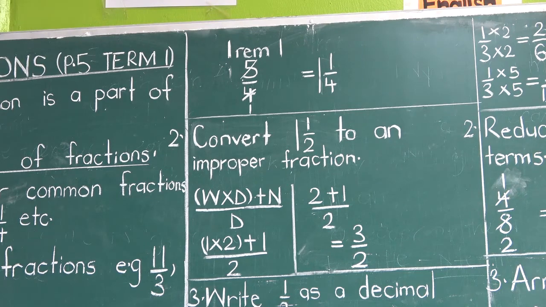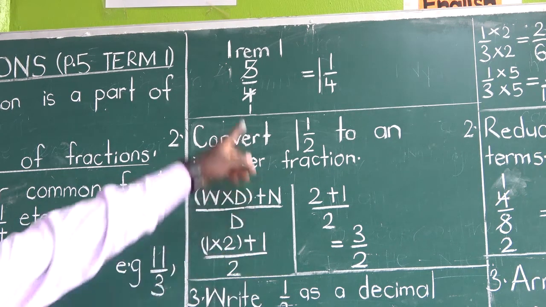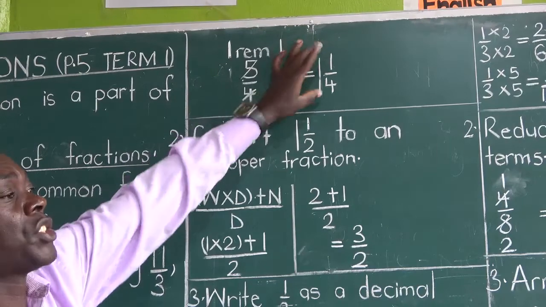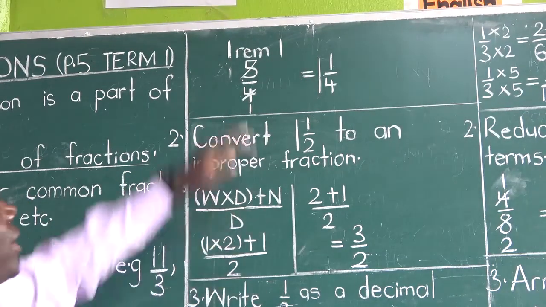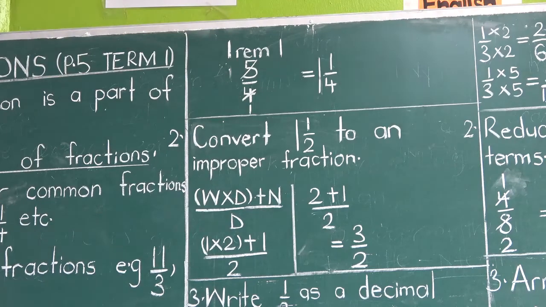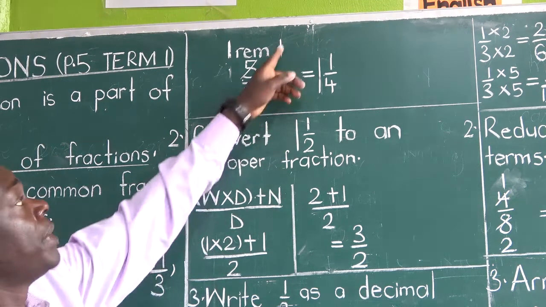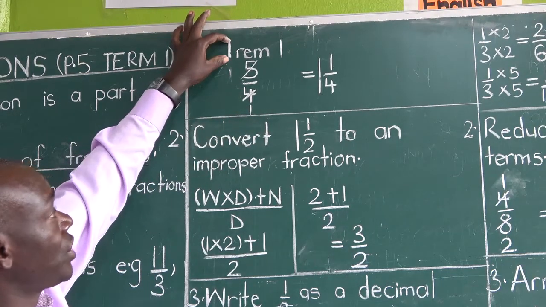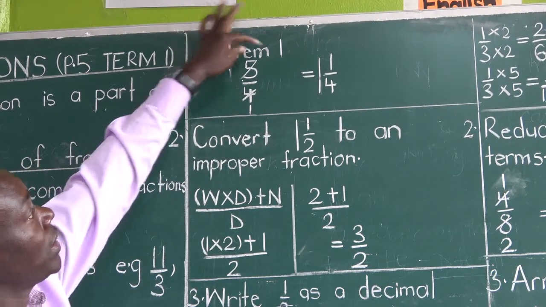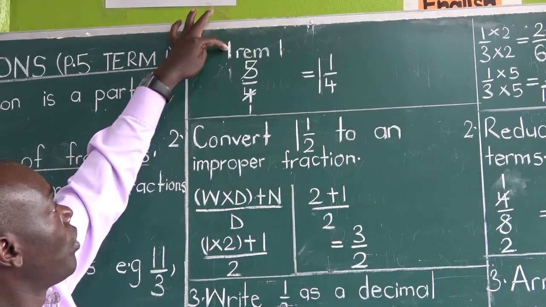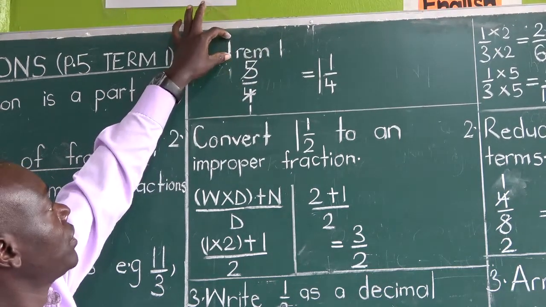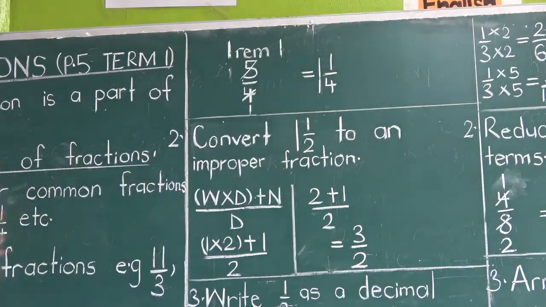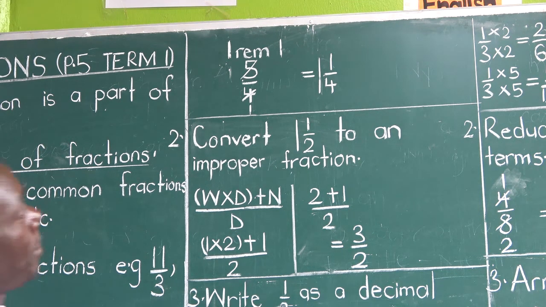So that is from the improper form, 5 out of 4, to a mixed form. You divide the numerator by the denominator. Of course, you get a remainder. That remainder makes a fraction out of the denominator. So the quotient becomes a whole, then 1 out of 4. 1 and a quarter. Hence, you have learned how to convert any improper fraction to a mixed one.